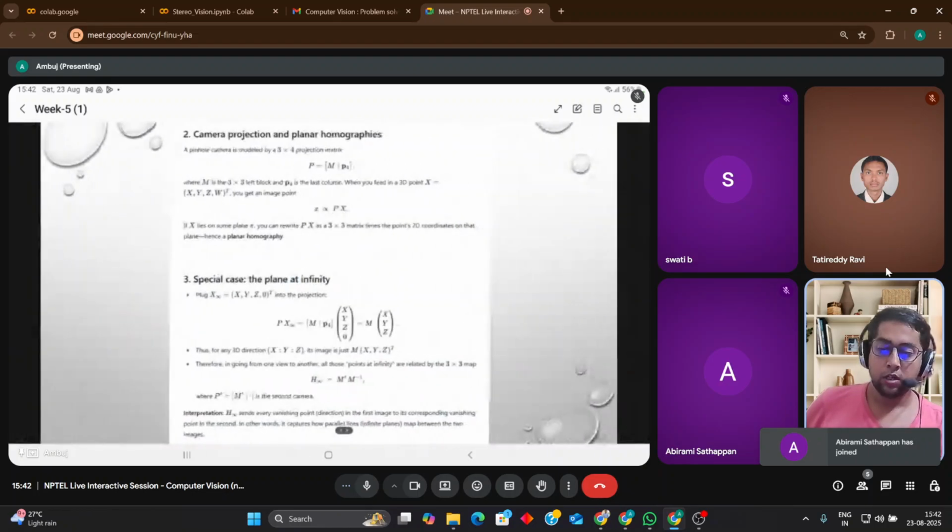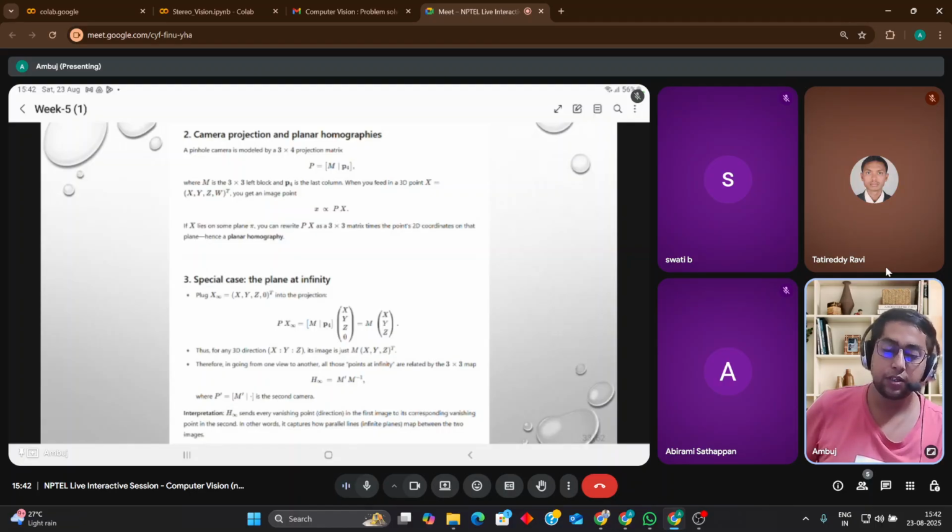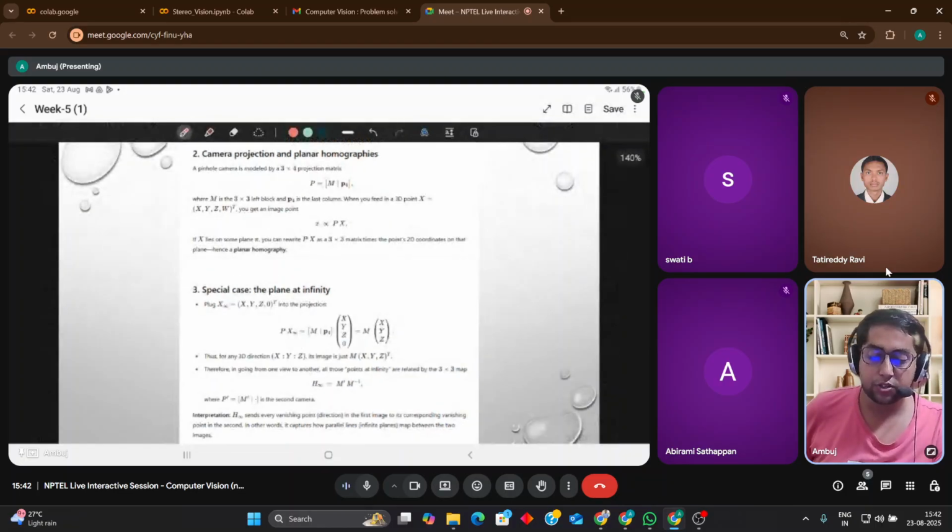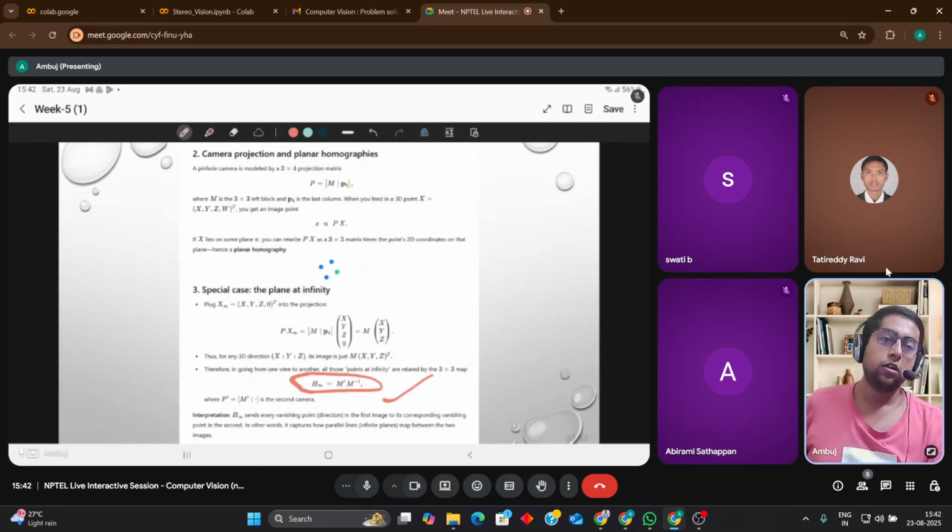Okay, so camera projection and the planar homographies. P for the image has been given to you, then M dash for another image has been given to you, and as a special case, if the plane is at infinity, then you try to see H infinity is nothing but M dash into M inverse. This particular relation we have used directly. M dash is given to us, M inverse we have computed, multiplied both the matrices and got the answer.